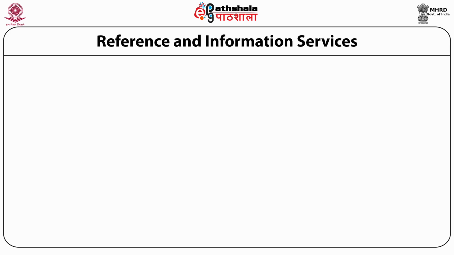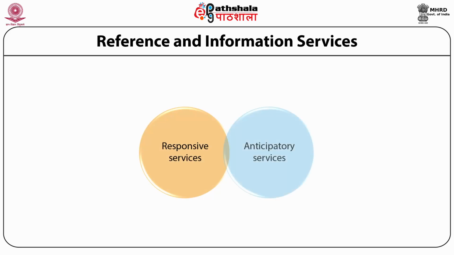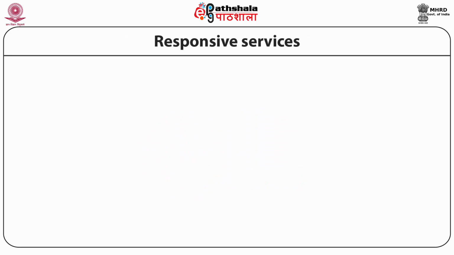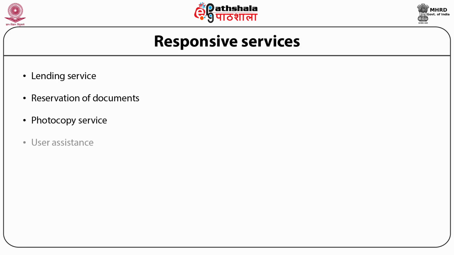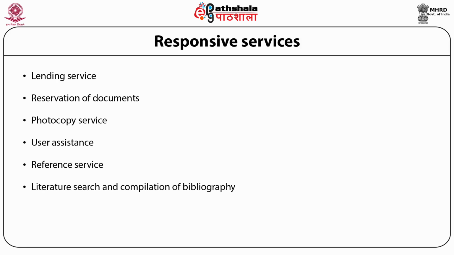Reference and information services provided by the library can be broadly categorized into responsive and anticipatory services. Responsive services are provided in response to requests from the user. On the other hand, anticipatory services are offered in anticipation of the demands from the user. Under responsive services come lending and reservation of documents, photocopying of documents, providing user assistance and reference service, carrying out literature searches and compiling bibliographies. Apart from this, referral service is also provided.